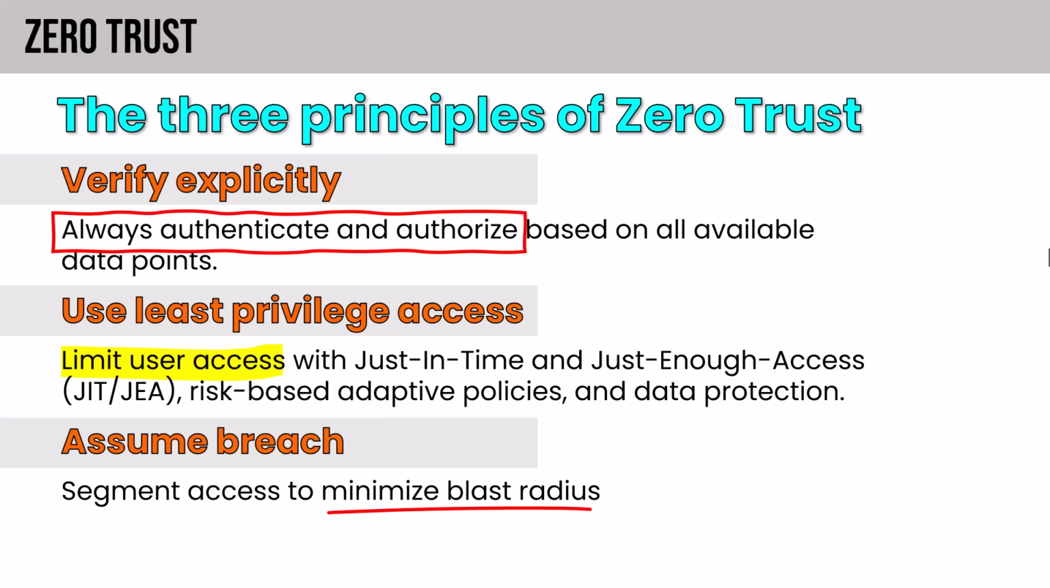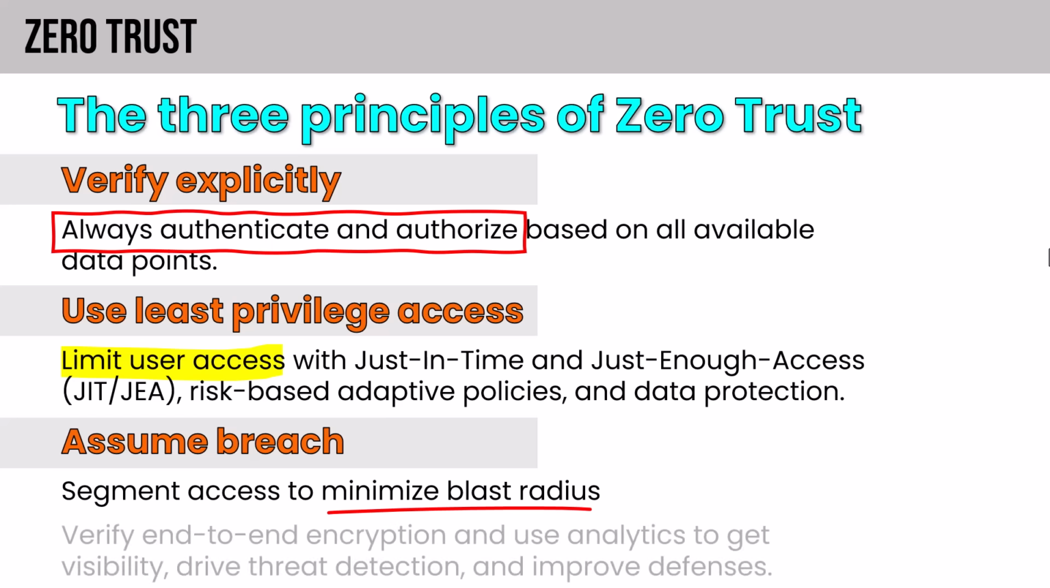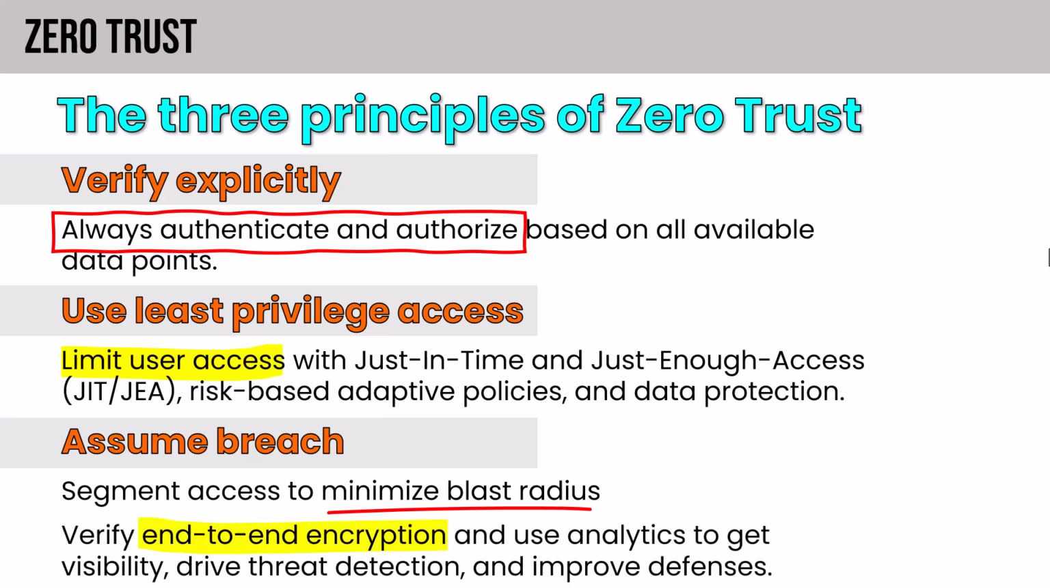If we think about that from an application perspective, if I only allow my front-end application servers to get to the back-end databases on the network and I block other subnets, I'm segmenting my network in a way that minimizes the risk to my business. Meaning if an end-user workstation is compromised, I'm reducing the risk to my business-critical assets, my data. And verify end-to-end encryption and use analytics to get visibility, drive threat protection, and improve defenses.